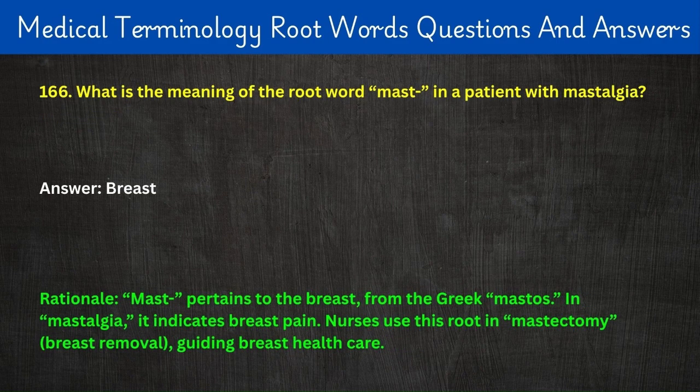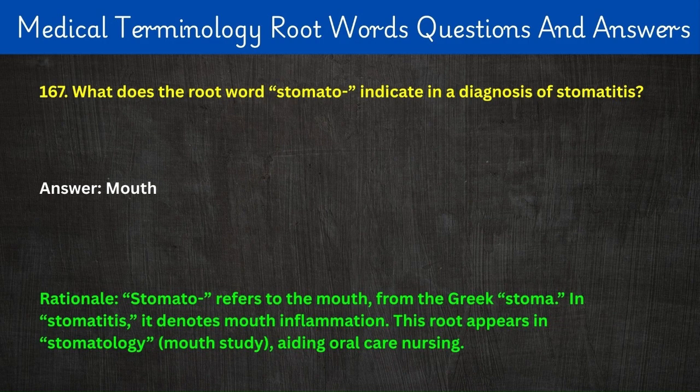166. What is the meaning of the root word mas- in a patient with mastalgia? Answer: breast. Rationale: Mas- pertains to the breast, from the Greek mastos. In mastalgia, it indicates breast pain. Nurses use this root in mastectomy, breast removal, guiding breast health care.